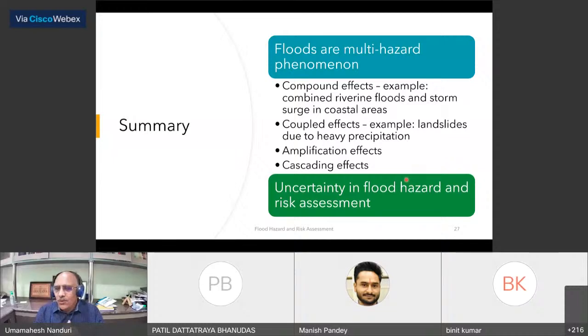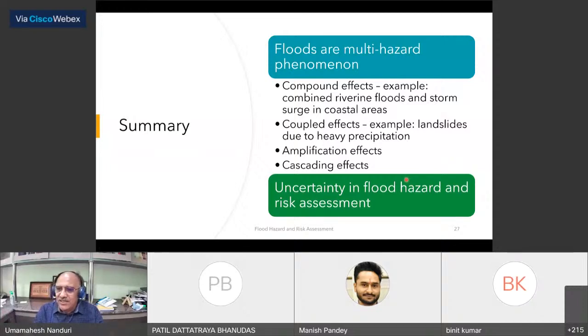Okay, but what I did touch upon here is that we are talking about isolated floods. Flood is not an isolated event. Flood could actually be a multi-hazard phenomenon, because there could be compound effects, especially in the case of coastal areas, where there could be a riverine flood and at the same time a storm surge or tidal surge taking place. So it could be a combined effect of riverine flood and also tides. This can happen in coastal areas, like, for example, Mumbai or Chennai.